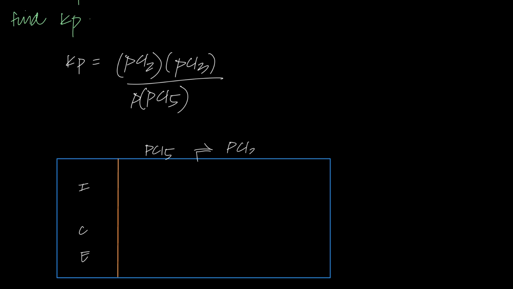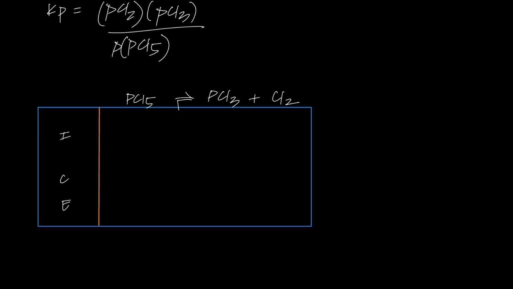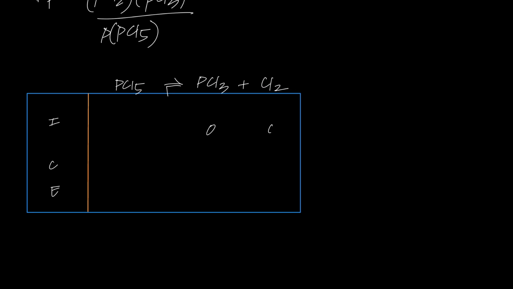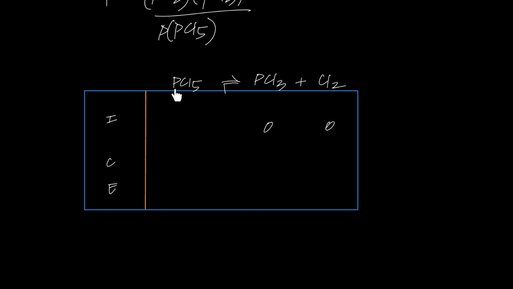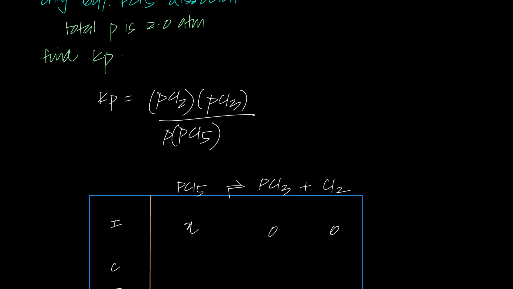So PCl3 plus Cl2 right here. And the initial moles of PCl3 and Cl2 are 0. How many initial moles do I have for PCl5? Do I have any initial moles? I don't know. It's okay if you don't know. Let's move on from this.